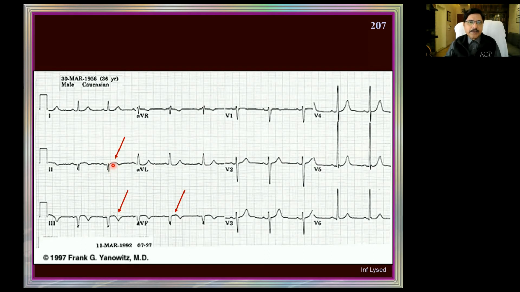Could be either a lysed inferior, because I see a QS here, I see the ST returning to baseline and T is inverted in the inferior leads. It could be an old inferior infarct, or it could be a treated lysed inferior infarct. So this is what I have to see. How do I differentiate between them? The enzymes. In the acute phase, even after lysis, the enzymes are still elevated. If it is an old infarct, the enzymes would have come to normal.